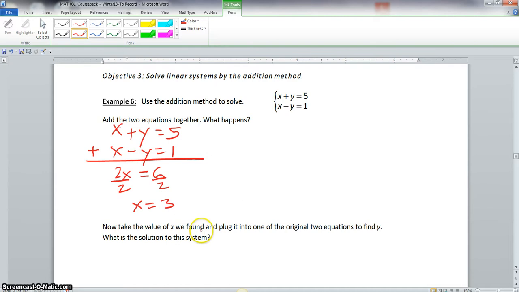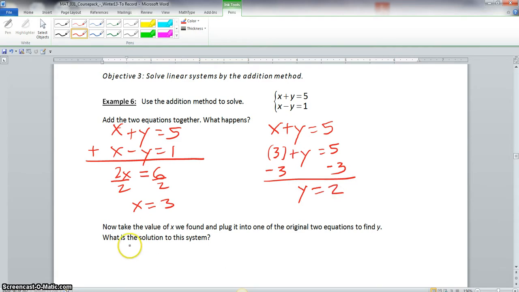It says now take the value of x we found and plug it into one of the original two equations to find y. So because there's more space up here, I'm going to use this to substitute in 3 for x. So I'm going to take the top equation, x plus y equals 5. We substitute in 3 for x, 3 plus y equals 5. Subtract 3 on both sides. And y is equal to 2. Now it says, what is the solution to this system? It's 3, 2. You could check that 3 plus 2 is 5, and we know 3 minus 2 is 1. So this is the solution.